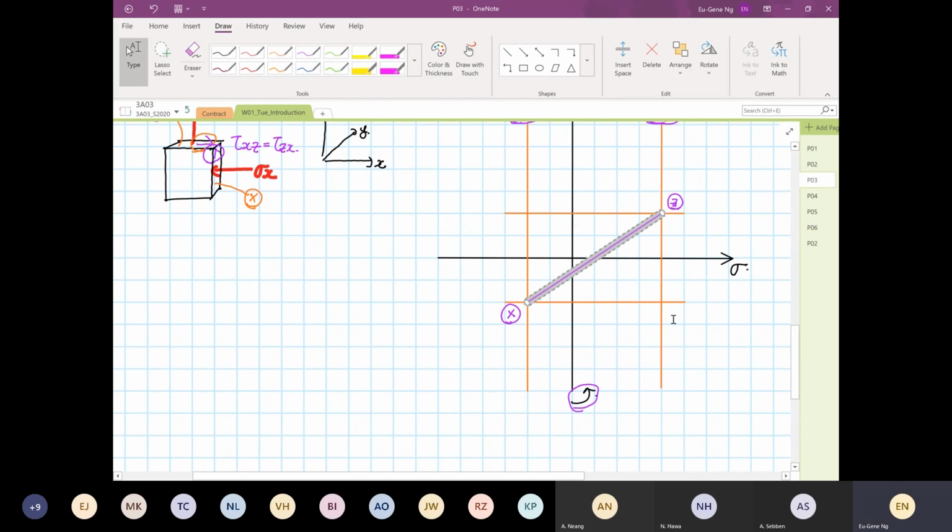From here we can construct Mohr's circle. I'm just going to briefly sketch a Mohr's circle because I don't have a compass with me. As I said, this is just a sketch.